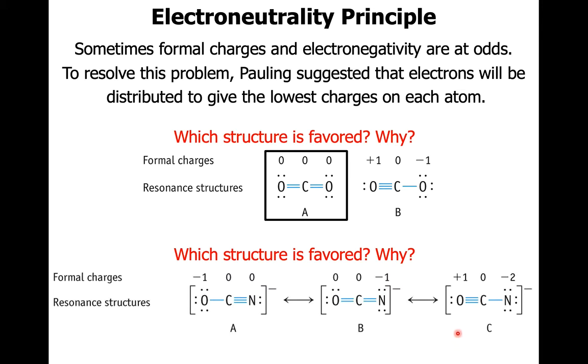Well, I can very easily tell you which one would be the worst. It would be C. C is the worst because Pauling suggests that electrons will be distributed to the lowest charges on each atom. And we've generated a big 2- charge here, so this is definitely the worst. We have to think a little bit more about what's better between A and B. So the question becomes, if we have to set a negative charge on either oxygen or nitrogen, which atom would be better able to handle it? It would definitely be oxygen because of electronegativity. Oxygen is better at handling negative charge, and so A is a little bit better than B. And C is much worse than either. A is the best here.